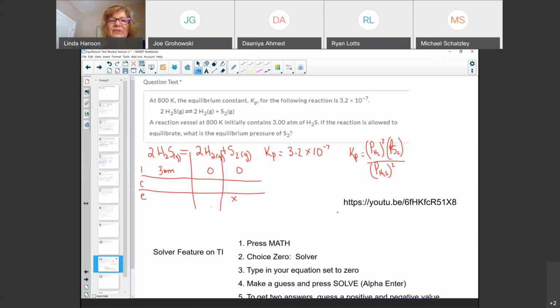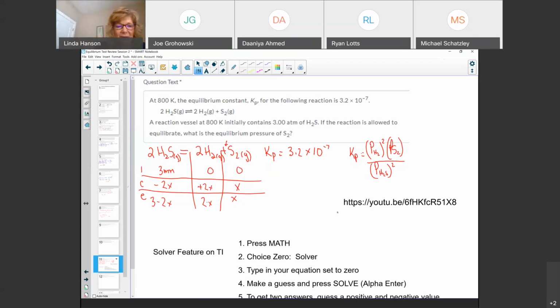this is just how I operate. When I think about what value to let stand for X, I like to let X be the value that has the coefficient of just 1. And so this becomes minus 2X. This becomes plus 2X because it's a 2 to 2 to 1 ratio. And so at equilibrium, I have 3 minus 2X for hydrogen sulfide, 2X for hydrogen, and X for the sulfur gas.